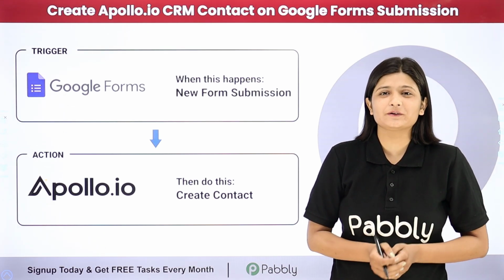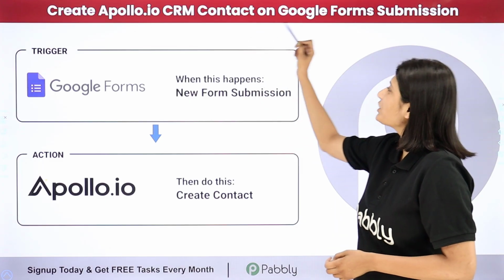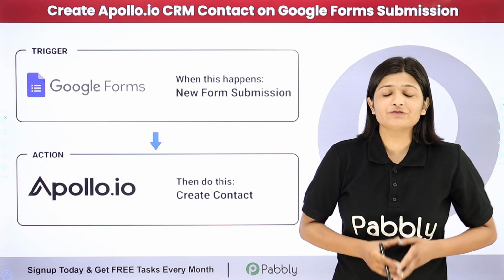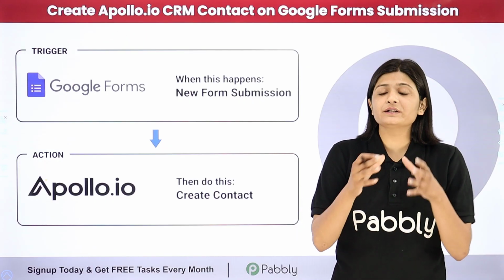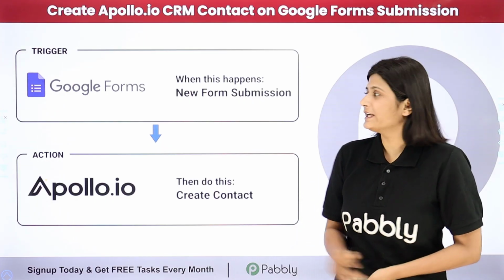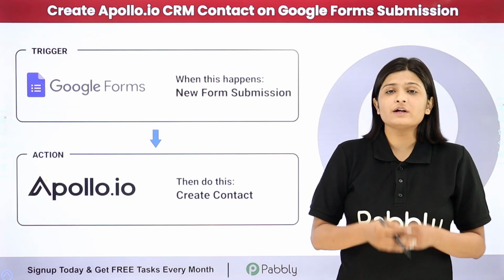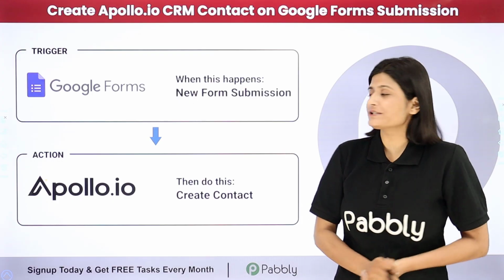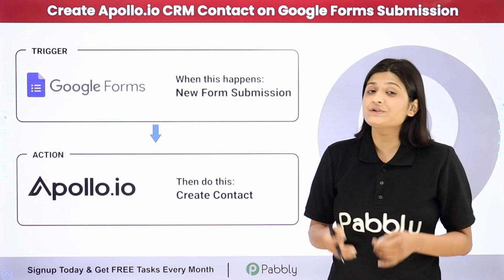So in this video, we are going to learn how to create an Apollo.io CRM contact on Google Forms submission. Let's suppose I'm running a fitness studio and I'm collecting all the inquiries and the new registrations with the help of Google Forms. Now I want that whenever a form submission happens, this should be automatically created as a contact in my Apollo.io CRM.